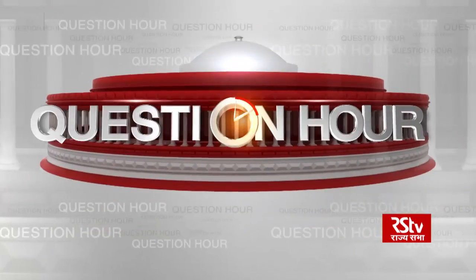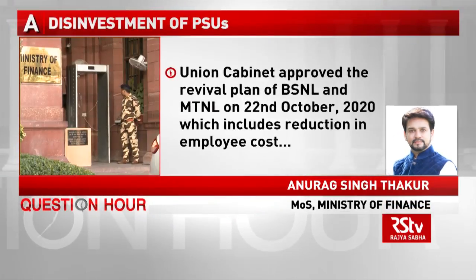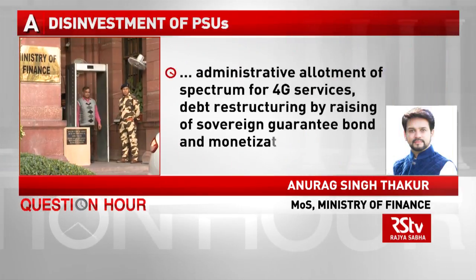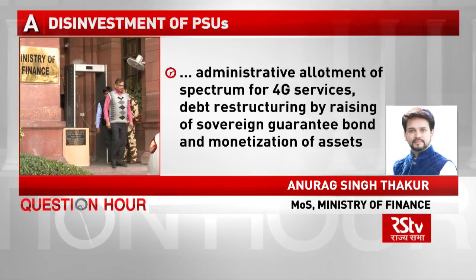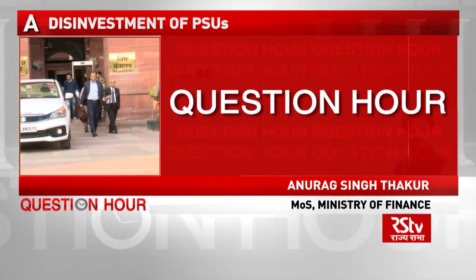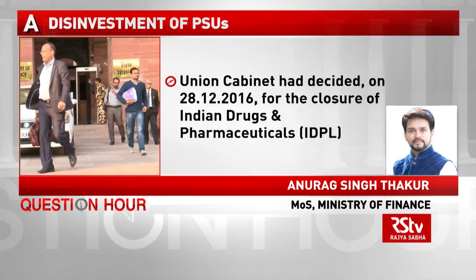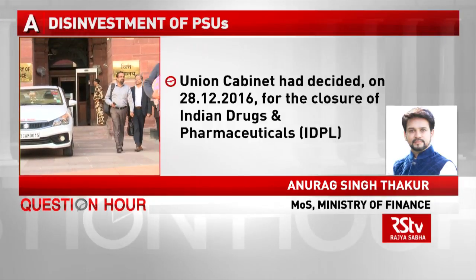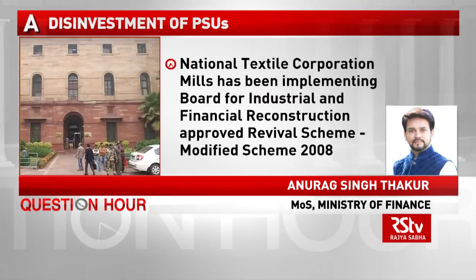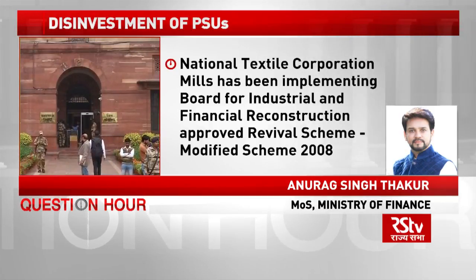The Union Cabinet approved the revival plan of BSNL and MTNL on 22nd of October 2020, which includes reduction in employee cost, administrative allotment of spectrum for 4G services, debt restructuring by raising of sovereign guarantee bonds, and monetization of assets. The Union Cabinet had also decided on 28th of December 2016 on the closure of Indian Drugs and Pharmaceuticals and the National Textile Corporation mills, and it has also been implementing the Board for Industrial and Financial Reconstruction, which is BIFR, Approved Revival Scheme, Modified Scheme 2008.